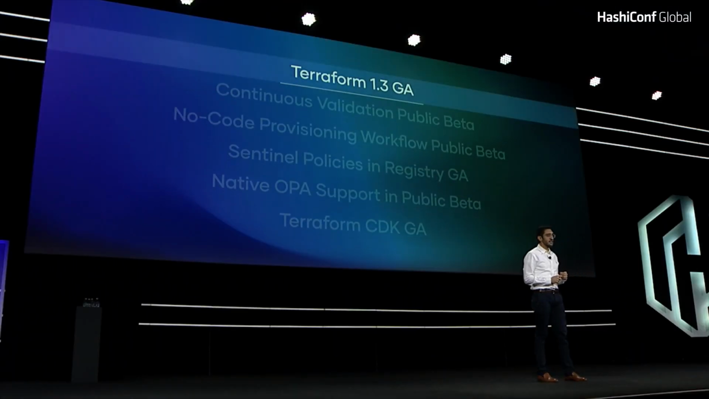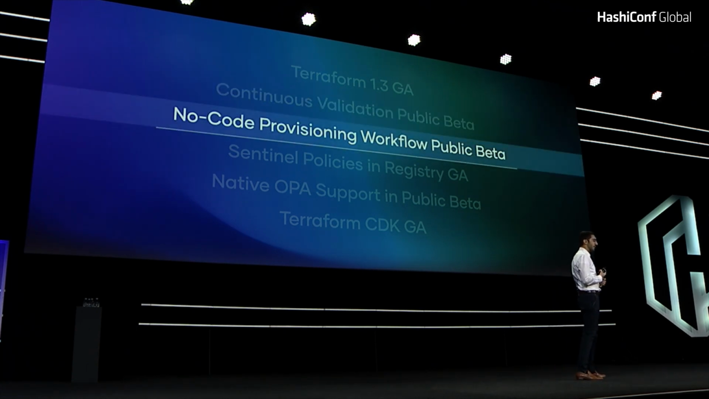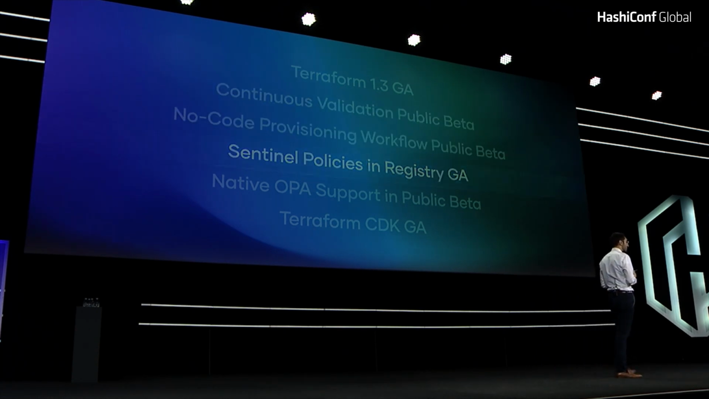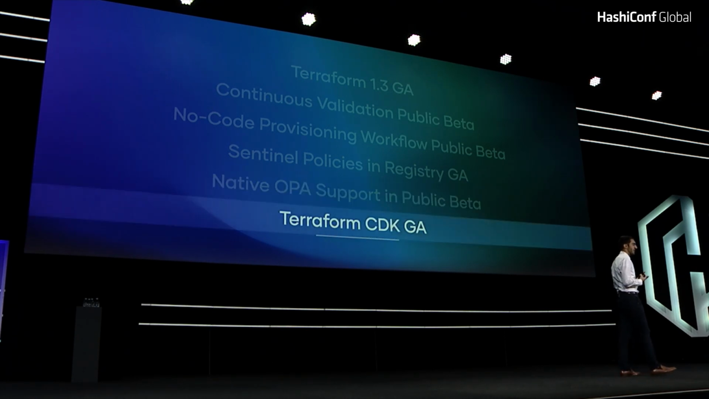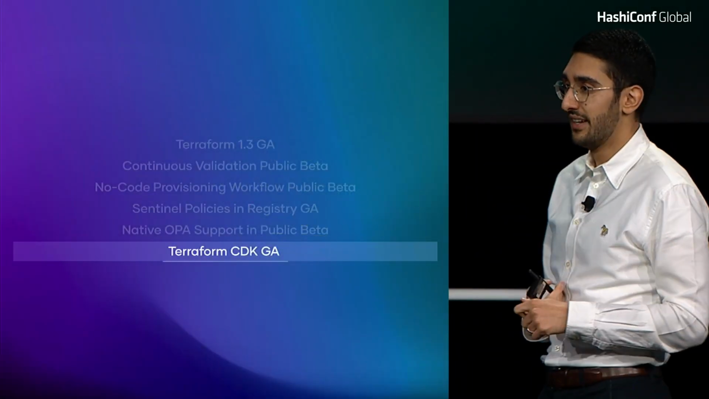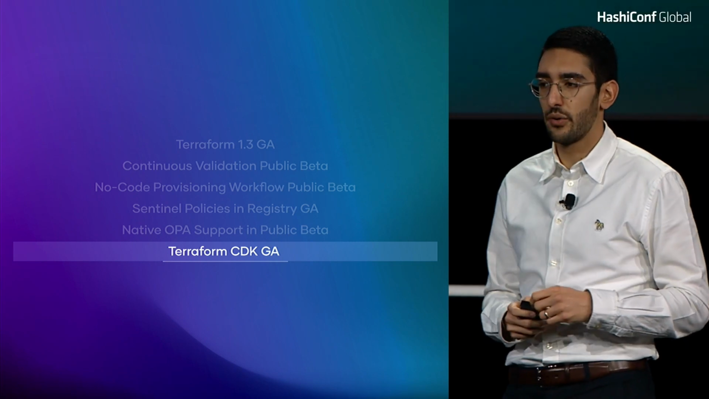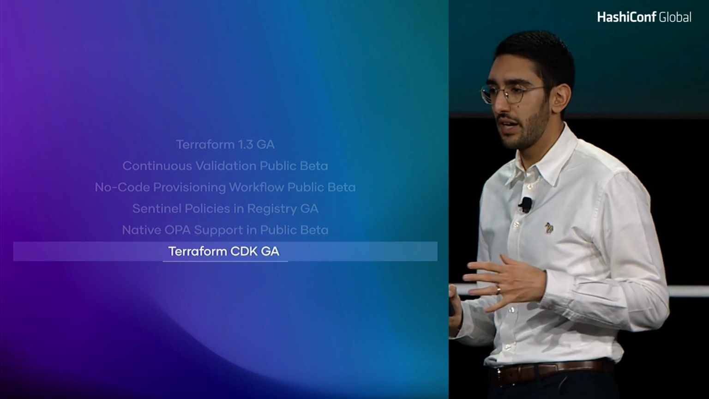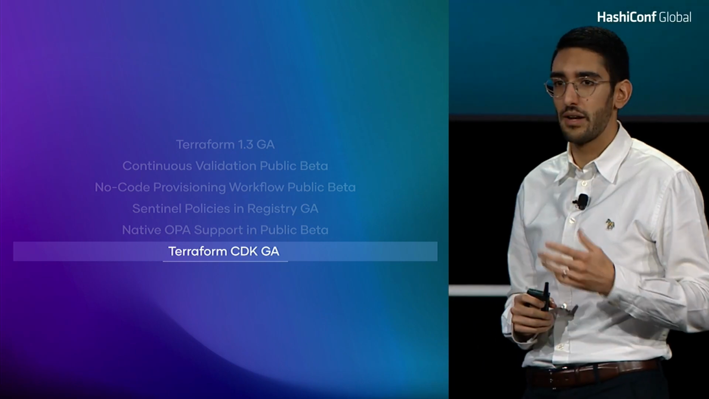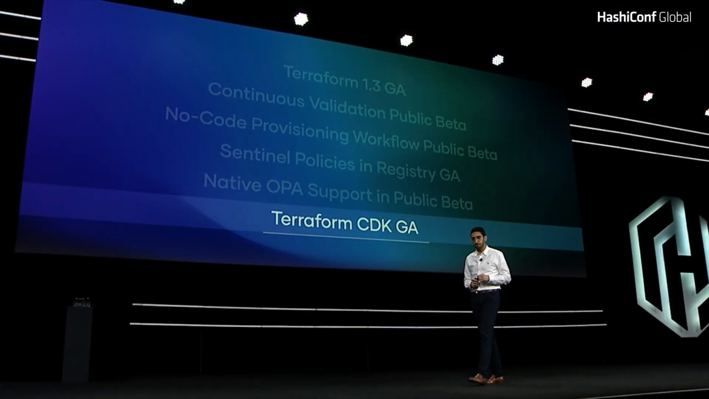To us, what we really care about is that core user workflow and then giving as much choice as we can. So taking a quick step back on some of the Terraform announcements, just a quick recap, Terraform 1.3 went generally available. We've introduced continuous validation to really look at how do we make sure our infrastructure stays valid day 2 and beyond. No code provisioning to lower the bar and make infrastructure more accessible. Sentinel policies coming to the registry, as well as native OPA support, and Terraform CDK going generally available as well. So lots of great updates. There's even more sessions around Terraform and the whole ecosystem later today, so encourage you to check that out.